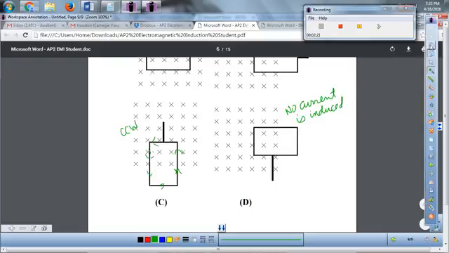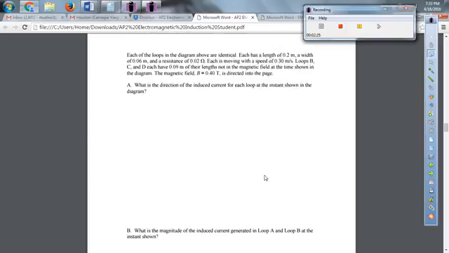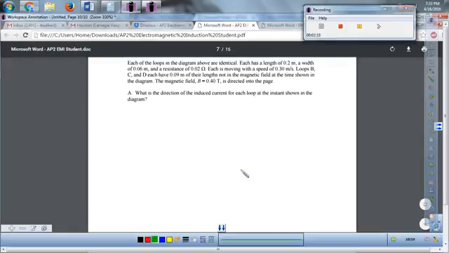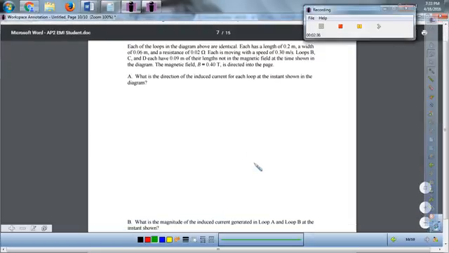All right, so let's scroll down and see the other parts. So here we are. What is the direction of the induced current for each loop at the instant shown? Well, we already did that. Okay, now let's look at this part. Part B says, what is the magnitude of the induced current generated in loop A and B at the instant shown? Okay, so part B, I'm going to answer right here.